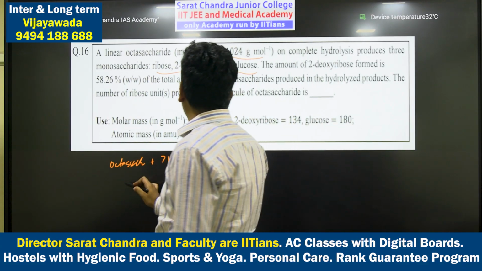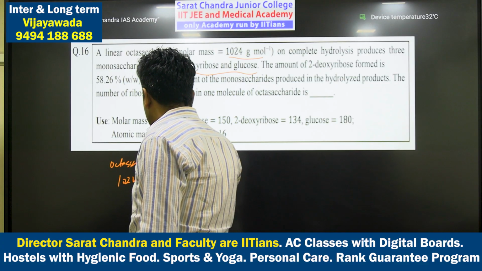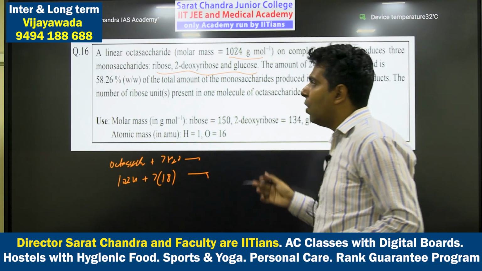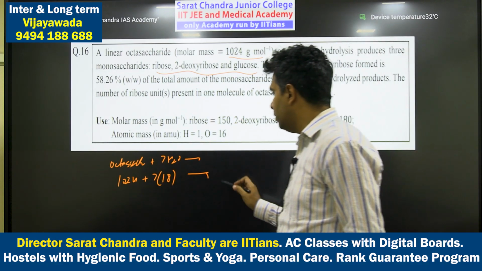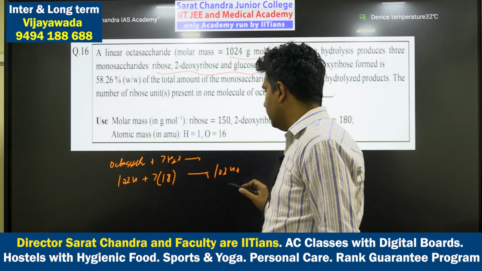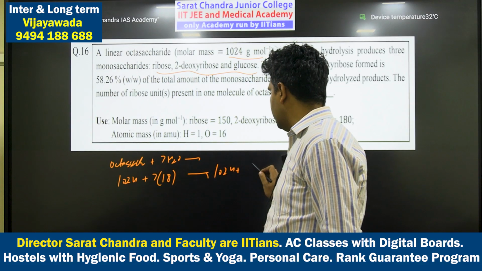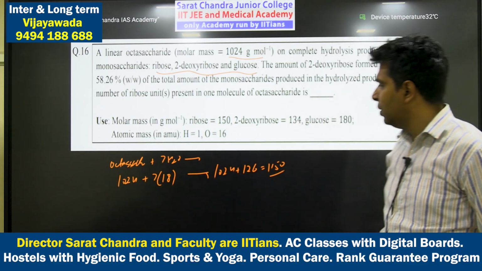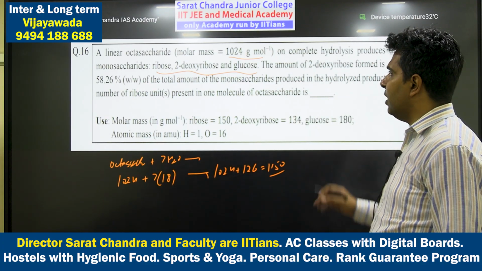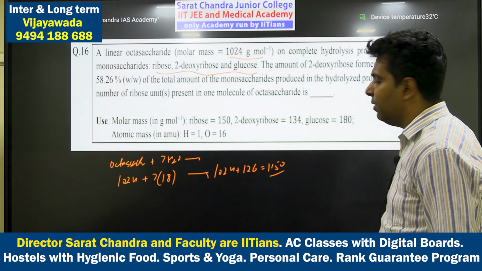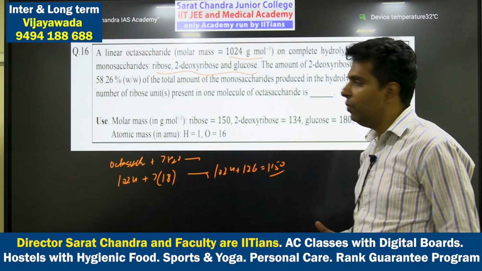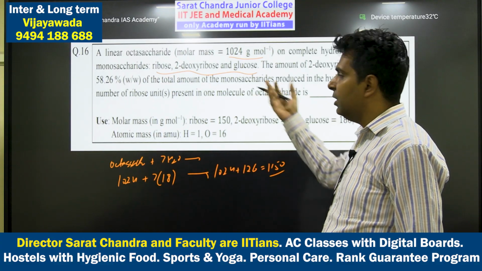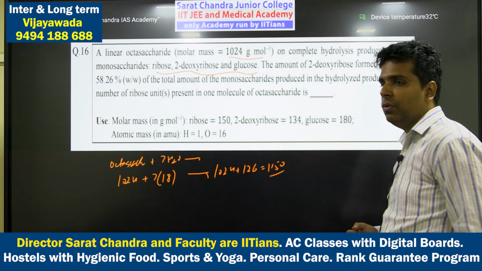So the molar mass of the octasaccharide is 1024. On adding 7 molecules of H2O, that is 126, the total molar mass of all the monosaccharides will be 1024 plus 126, 1150. So the total mass of all the monosaccharides, ribose, deoxyribose and glucose, will be 1150. After hydrolysis, water molecules will be added and that will give 8 different molecules of monosaccharide. There are only 3 types: ribose, deoxyribose and glucose.